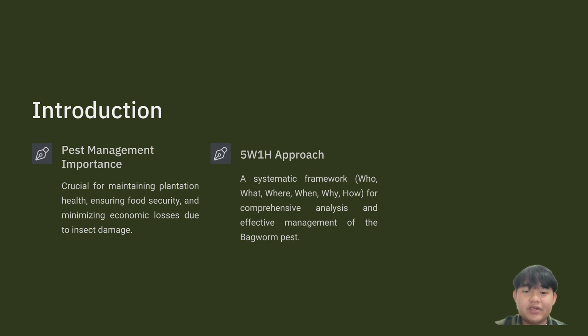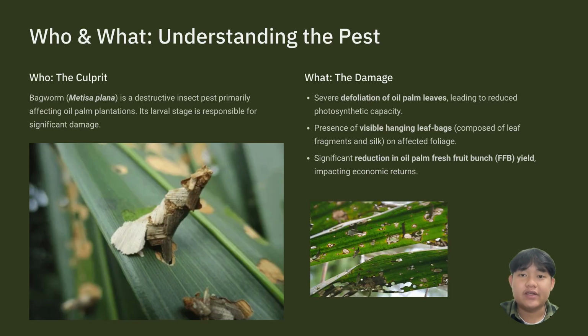Effective pest management is crucial not only to prevent economic losses, but also to ensure food security and protect plantation sustainability. Without proper pest control strategies, entire harvests can be affected, leading to a loss in both productivity and profit. Bagworm management, therefore, is a critical part of oil palm cultivation, especially in Malaysia, where oil palm is a major agricultural commodity. So who exactly is this pest?